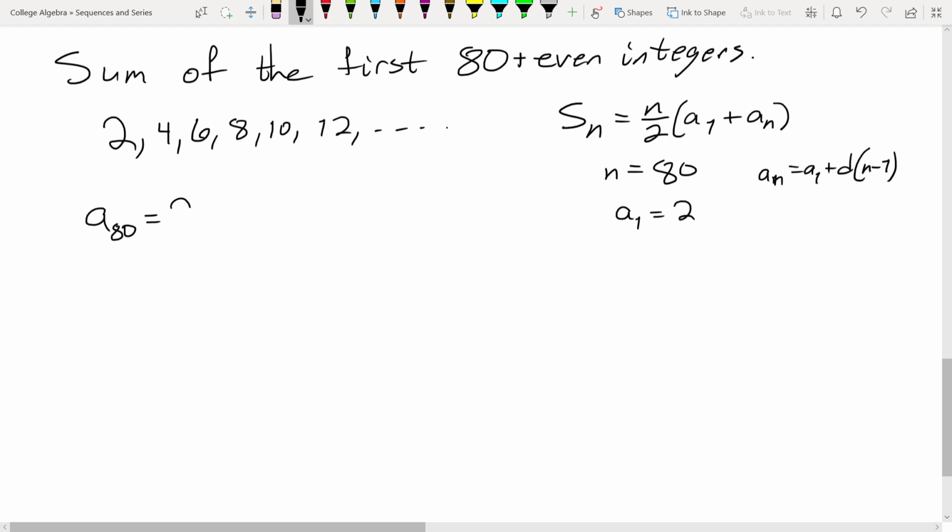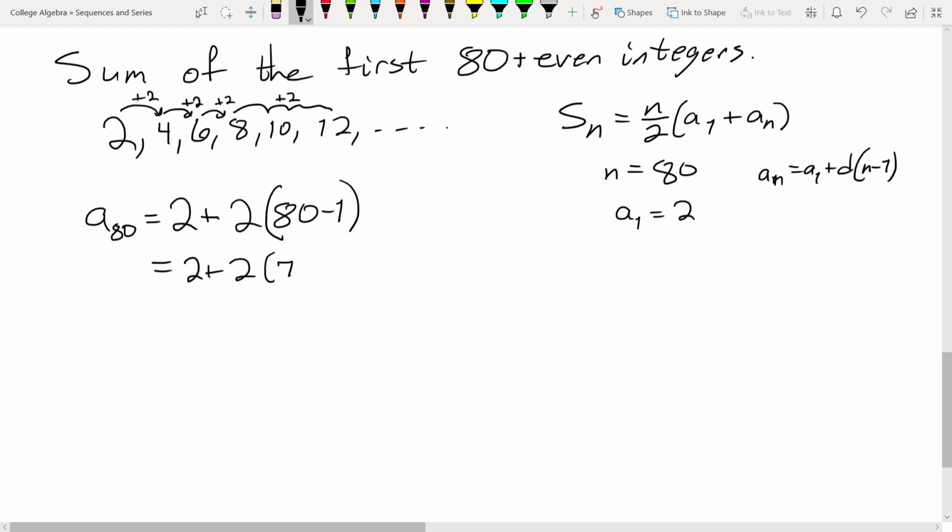A80 is going to be 2 plus, what's the common difference here? To go from 2 to 4, we add 2. To go from 4 to 6, we add 2, add 2. So every single time we're just adding 2. The common difference then is 2. And then N minus 1 is 80 minus 1. We get 2 plus 2 times 79, which gives us 2 plus 158. And so A80 equals 160.